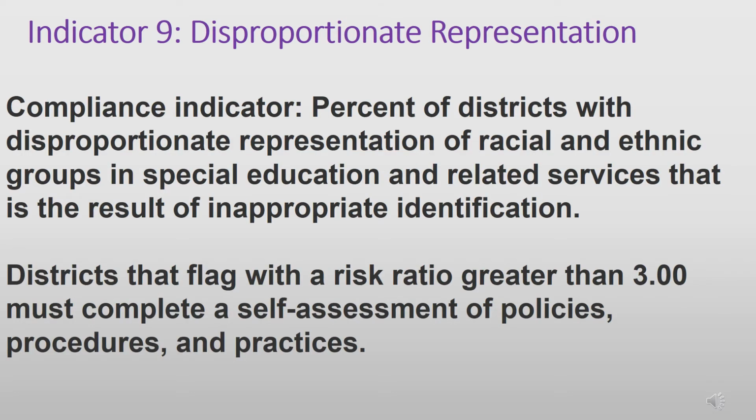Indicator 9, disproportionate representation. Indicator 9 is a compliance indicator and looks at the percent of districts with disproportionate representation of racial and ethnic groups in special education and related services that is a result of inappropriate identification. Districts that flag with a risk ratio greater than 3.00 must complete a self-assessment of policy, procedures, and practices.